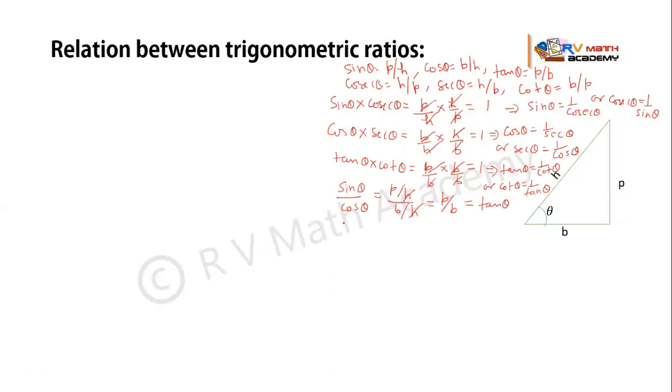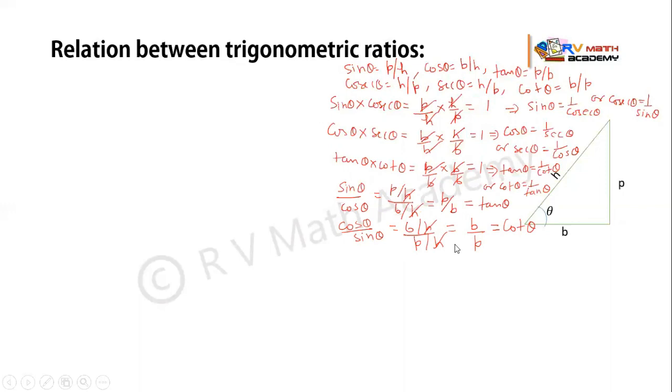Now, if I divide cos theta by sine theta, then what will happen? Put the value of cos theta, that is cos theta is equal to base upon hypotenuse, and sine theta is perpendicular upon hypotenuse. Again, hypotenuse will cancel out, you will get base upon perpendicular. And we know that the base upon perpendicular is nothing but cot theta.